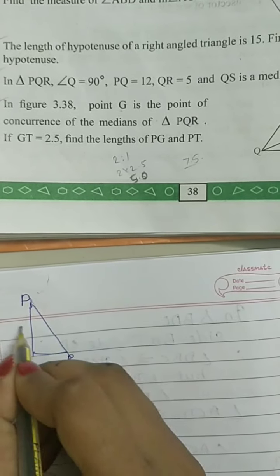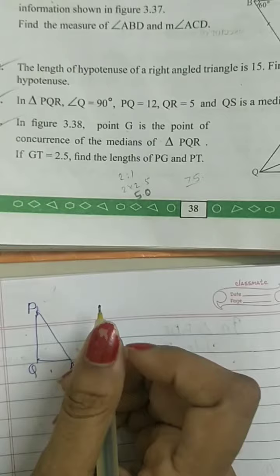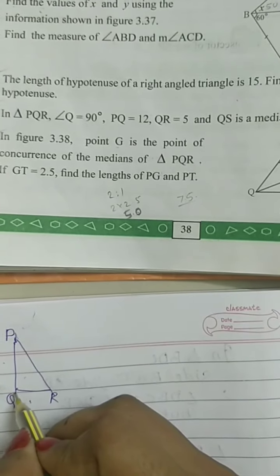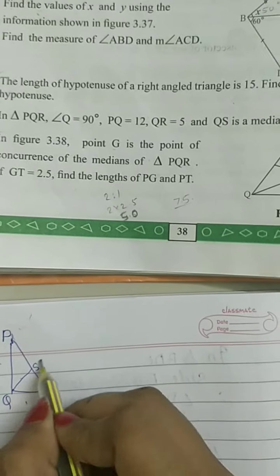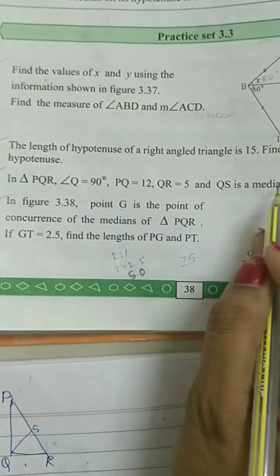Both lengths are given, so you will find the length of the hypotenuse by Pythagoras theorem, and then you know that the median, this QS, is half of the hypotenuse, and that's how you are going to solve this. This is your homework.